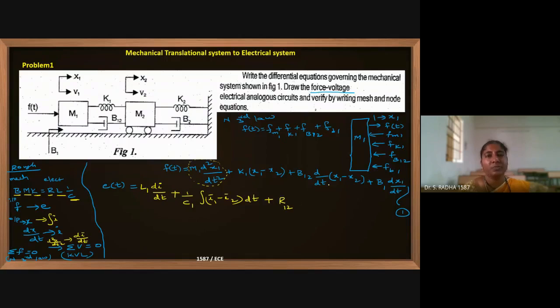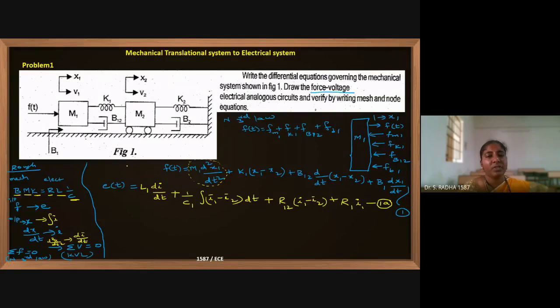Now I have first order derivative of x1 minus x2. First order derivative means current. On the left side we can see first order derivative means current. So I will write I1 minus I2 plus B1. B means R, so I will write R1. Then dx1 by dt, first order derivative means current, so I have to write I1. This is equation 1a. So 1 and 1a are the same.